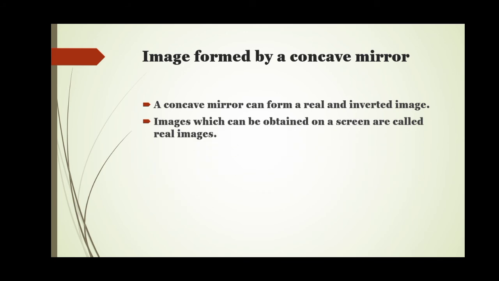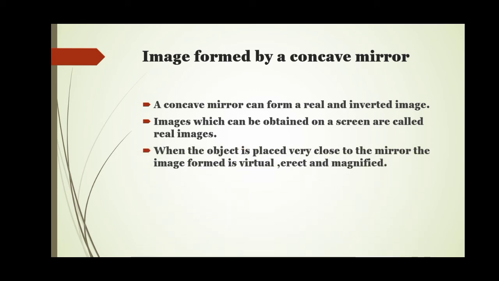Here we have to explain the characters of image formed by a concave mirror. A concave mirror can form a real and inverted image. Images which can be obtained on a screen are called real images. When the object is placed very close to the mirror, the image formed is virtual, erect and magnified.